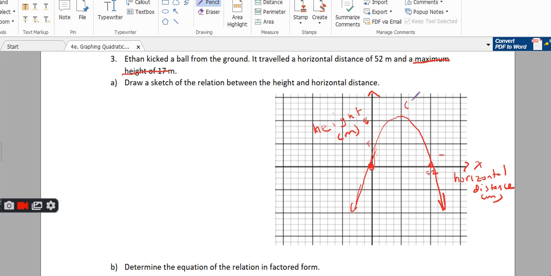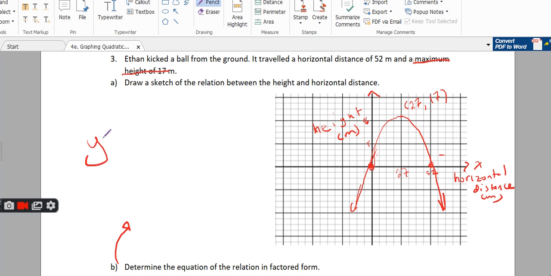And the vertex here would be, since this is 52, half of 52 must be 26, so the vertex here is (26, 17). Now what does this point mean? This point means 26 meters along the ground, the height of the ball is 17 meters high. Okay, that's all it means. So horizontal distance, we'll assume this is ground level, height in the sky. Okay, draw a sketch between the height and the horizontal distance, we just did that, and then determine an equation in factored form. So I'm just going to do it up here.